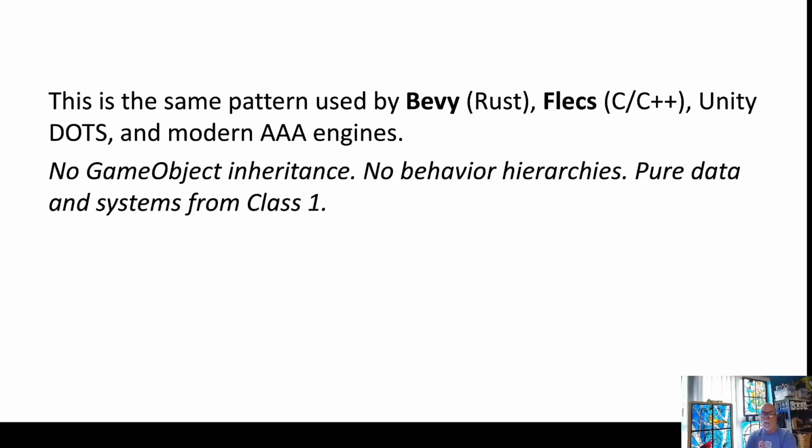There are two open source game engines that I told you about before: Bevy, which uses Rust, and Flex, which uses C. Unity and other modern AAA engines work this way too. We are not going to be doing object-oriented programming, no behavior hierarchies. It's pure systems and data from the first class.